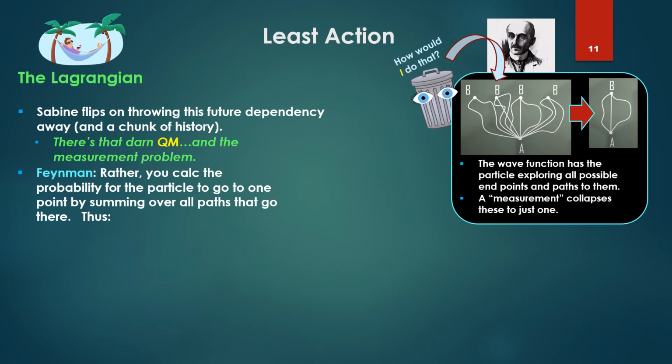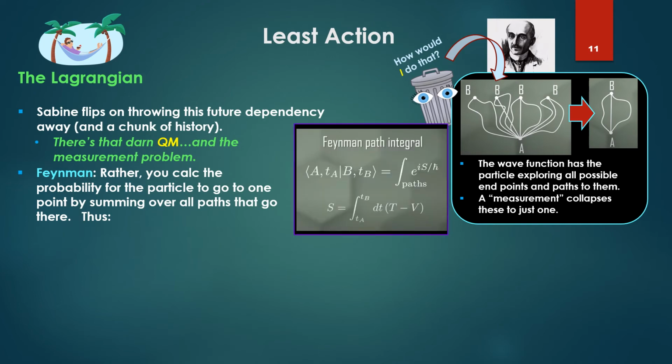Now, Feynman, she notes, said, well, rather than doing this observational measurement and collapsing the path, you just calculate the probability for the particle to go to one point, that point that it selected, by summing over all the paths that go there. Thus you get the Feynman path integral, which is, again, essentially using the principle of least action.